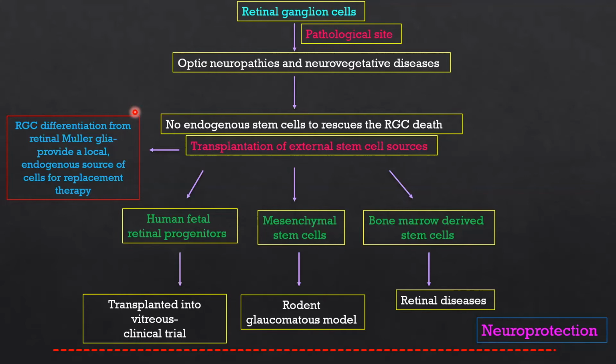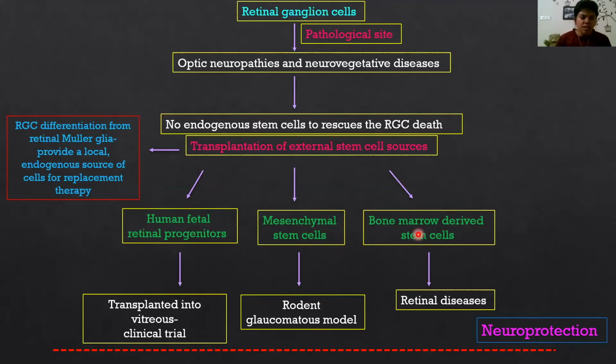So people thought they could go for some external sources. So what sources did they use to try to reverse the pathological condition? They used human fetal retinal progenitors, so retinal progenitors taken from the human fetus, mesenchymal stem cells, and bone marrow derived stem cells. And very importantly, they used the Muller glial cells.